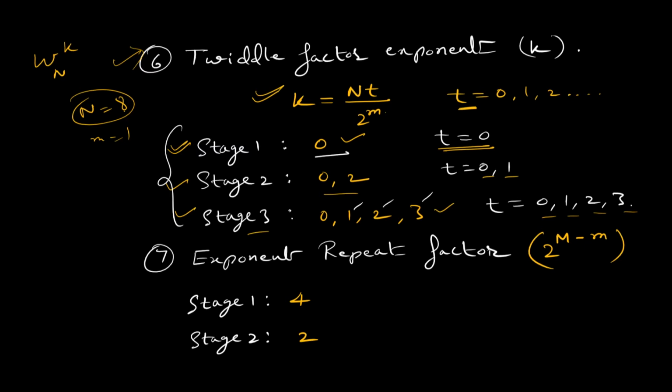Up to 3 maximum we can have in our butterfly diagram, right? So we can write those like W8 to the power 0, W8 to the power 1, W8 to the power 2, and W8 to the power 3. Next thing is we need to determine their repetition factor, that is, how many times one Twiddle factor or exponent is going to repeat.